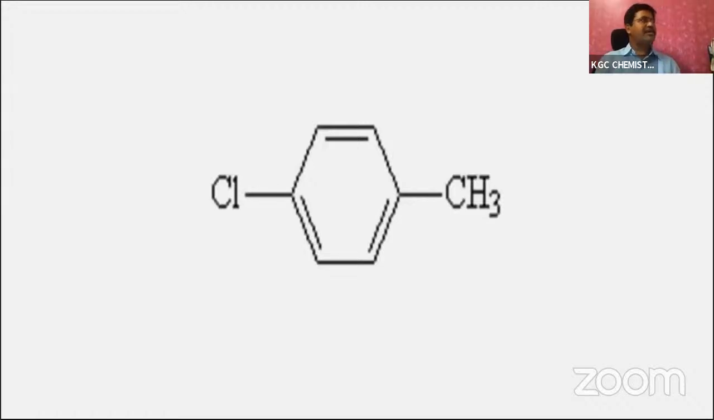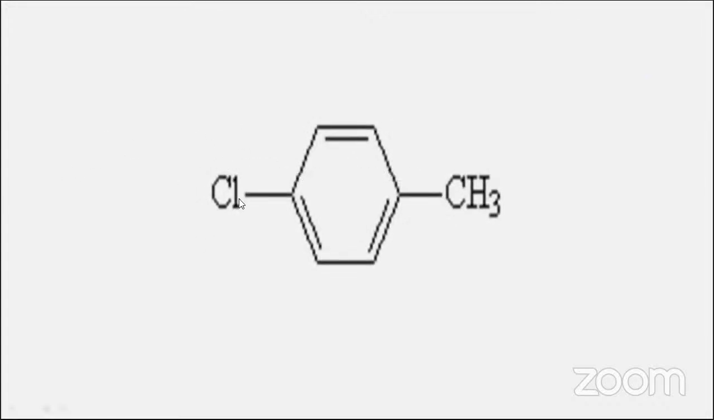Parachlorotoluene is a common name. What is its IUPAC name? Methyl chlorobenzene? That is also not right. Chloromethyl benzene, sir? 4-methyl chlorobenzene, sir? 4-chlorotoluene? Sorry, what we say, this is 1-chloro-4-methyl benzene.